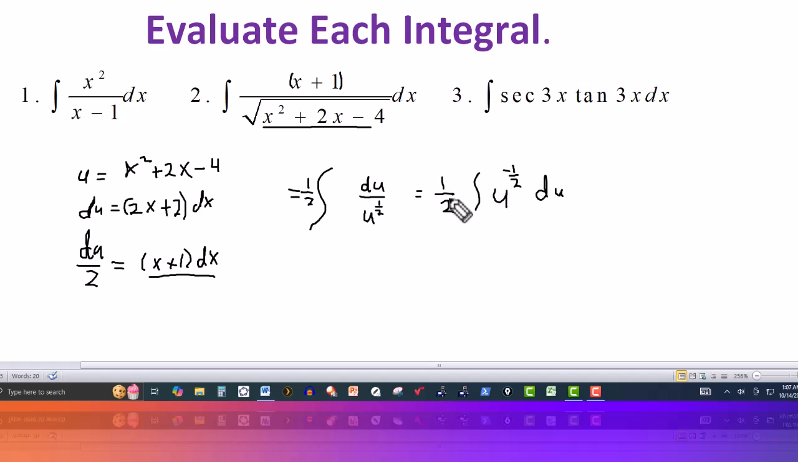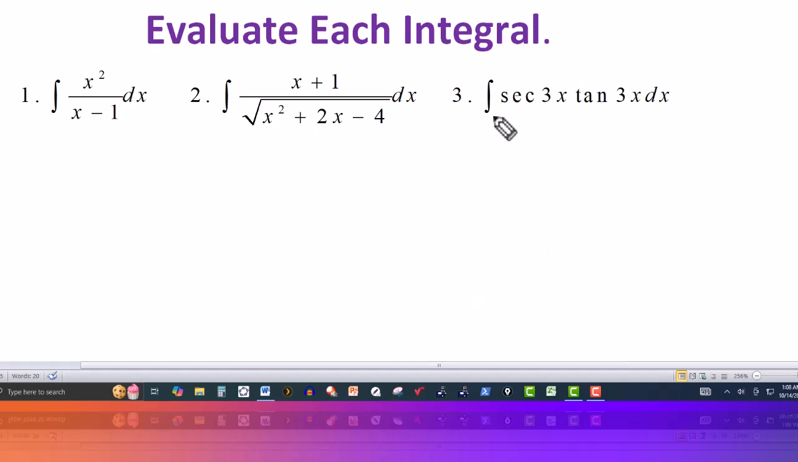And then divide the coefficient by 1/2. That's going to cancel here. So this is just going to give me u to the 1/2 plus the constant of integration. And then we always go back to the original variable. And since we started off with a radical, I'm going to put this back as a radical, or square root in this case. Square root of x squared plus 2x minus 4, plus the constant of integration. That's the final answer for this one. Square root of x squared plus 2x minus 4 plus the constant of integration.